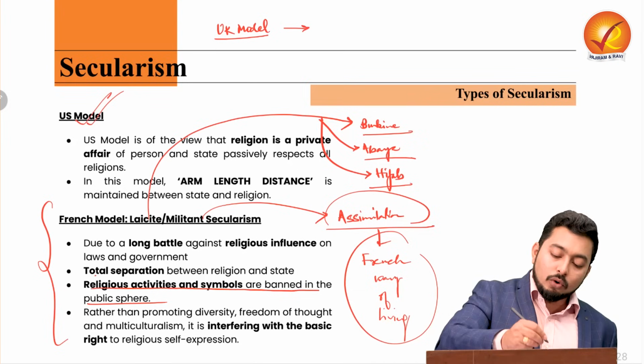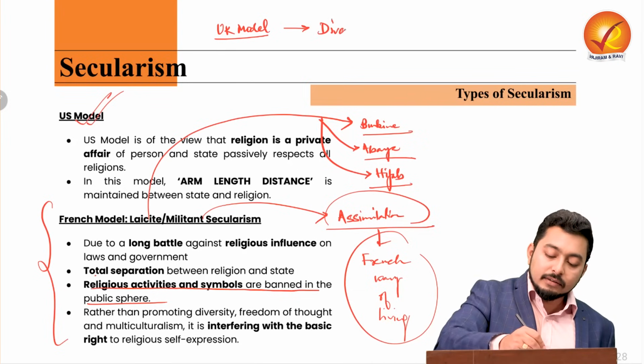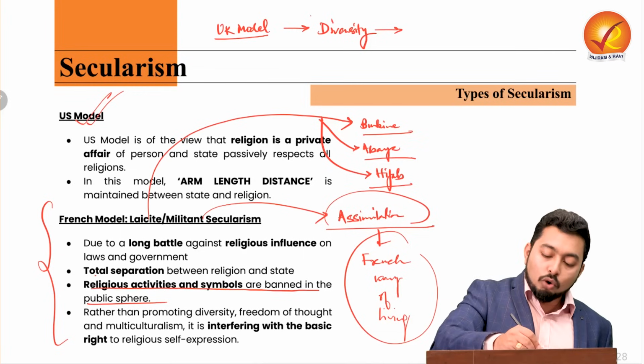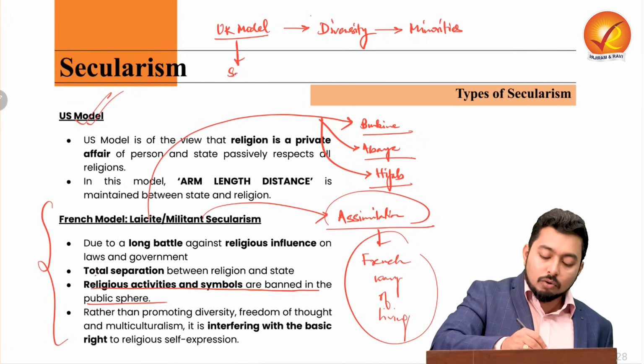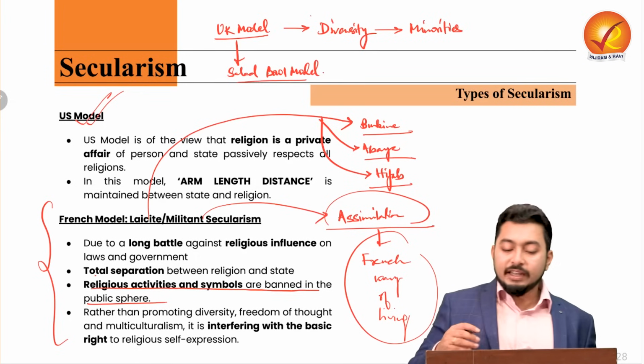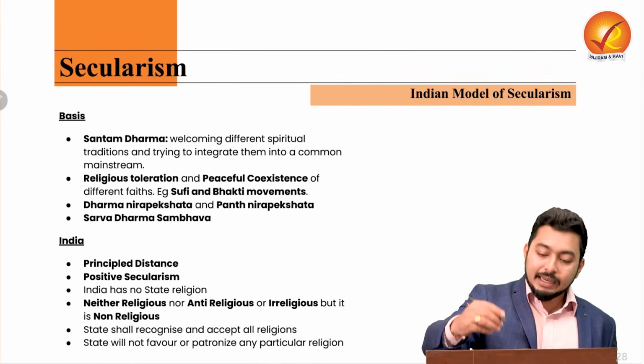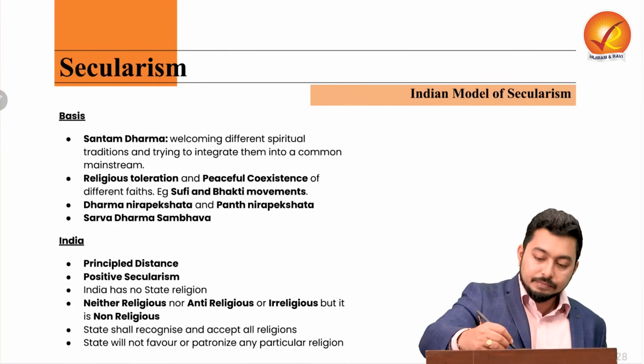it is based upon promoting diversity and more rights to minorities. And this is also called a salad bowl model. So 3 models. Now let's understand what is the Indian model of secularism.